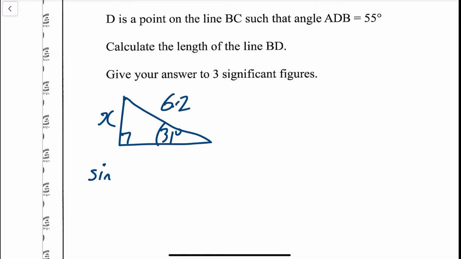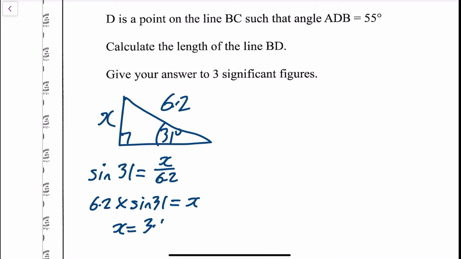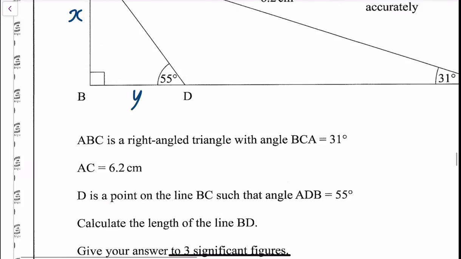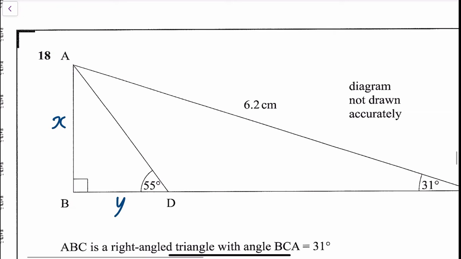So sine theta is equal to the opposite over the hypotenuse. So that's what you have. So 6.2 times sine of 31 equals your X. Means your X is equal to 3.19324. And we'll go back to the triangle. We now know that's what we've just worked out. We've just worked out this X.